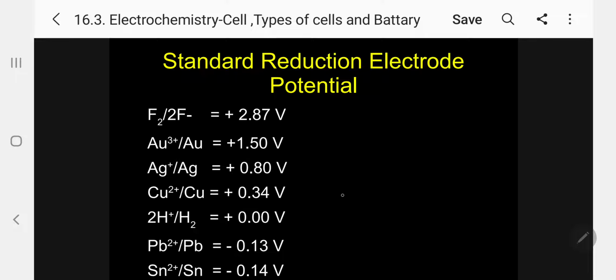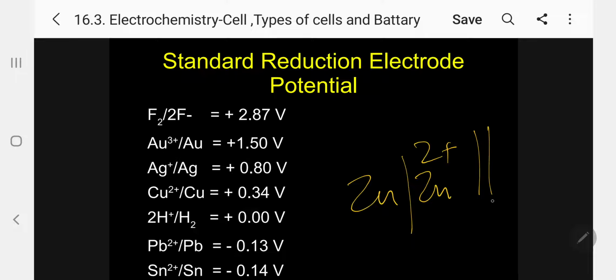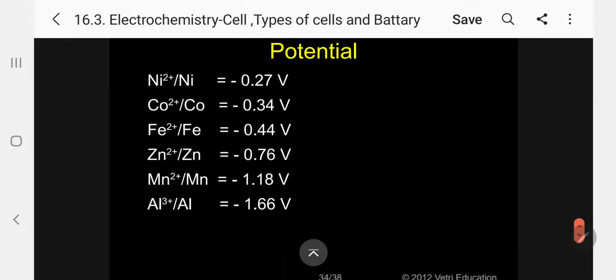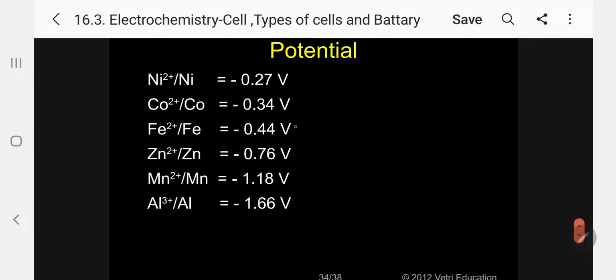For example, why are we writing zinc on the left side? Kindly follow. Zinc bar zinc 2 plus, double line, copper 2 plus bar copper. Why are we writing it this way? Kindly see here. Come over here. This is zinc. Zinc has a negative value, whereas copper is above hydrogen. So when you compare zinc and copper, the zinc will undergo oxidation more easily.